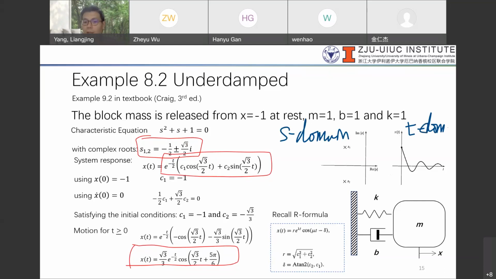All right. So in the S domain, it is quite straightforward. You can see that in this complex plane, when you plot out these two roots of your characteristic equation, whenever it is on the left half side of the plane, it will actually be stable.